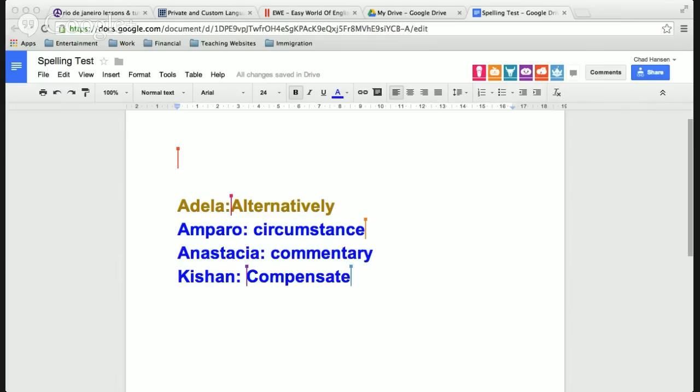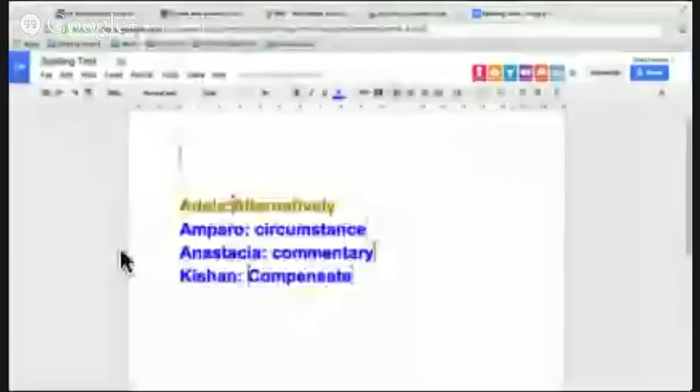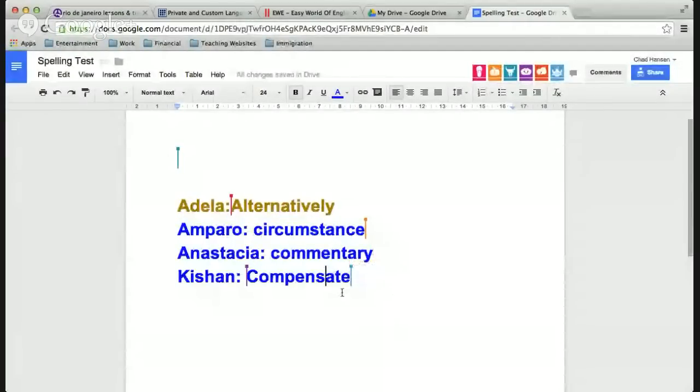All right, let's go to T. Your word is consensus. Consensus. All right, nice job. That was a difficult one, too, with a U-S at the end, consensus. Very nice job. Okay, thank you, T.